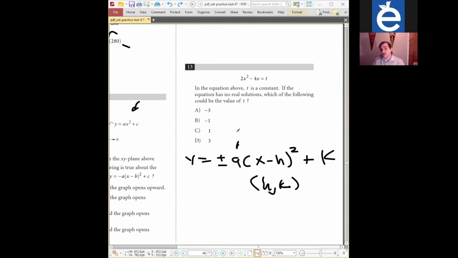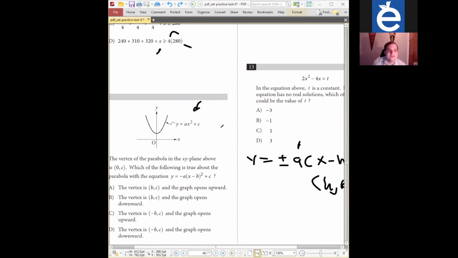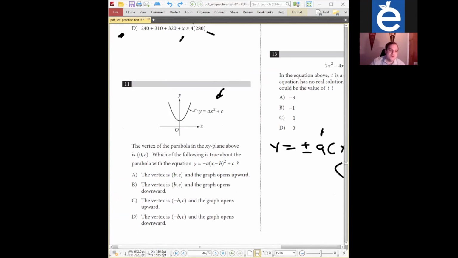Before I get into the other two forms of the parabola, we're actually going to solve this problem because that probably makes the most sense in this order. So now here, which of the following is true? All right, so here's something interesting they did. First of all, it tells us that the vertex is (0, c), right?